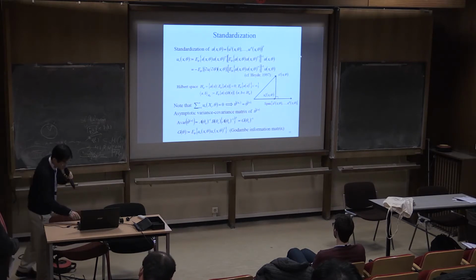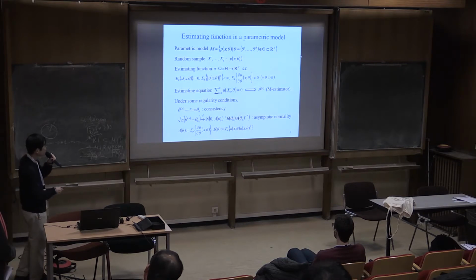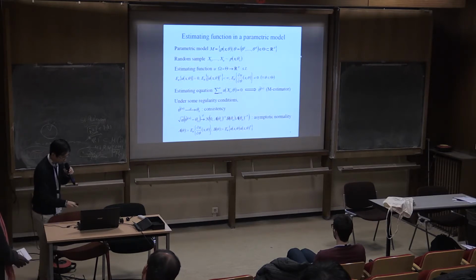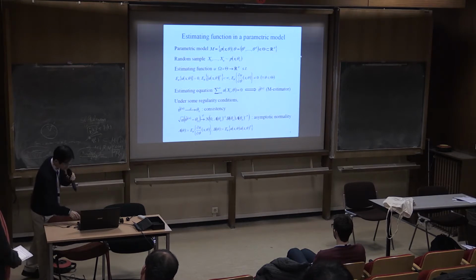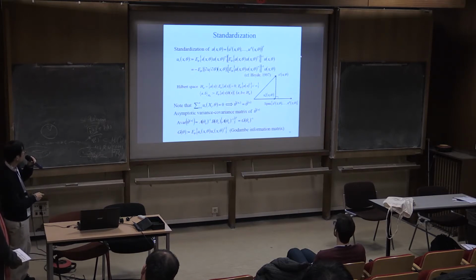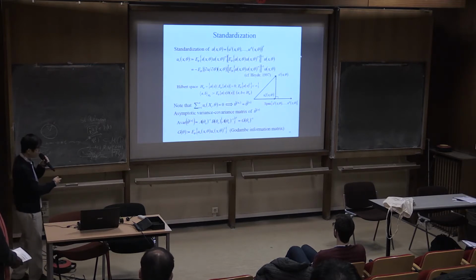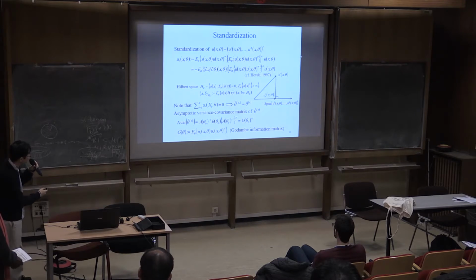And now I'll explain how the estimating function induces the statistical manifold admitting torsion. But in order to define such a geometric structure, we need a concept of standardization. So now we have some estimating function. For this estimating function, the standardization is defined by this equation, and this standardization has a geometric interpretation.